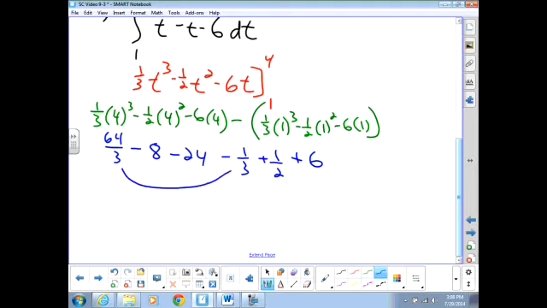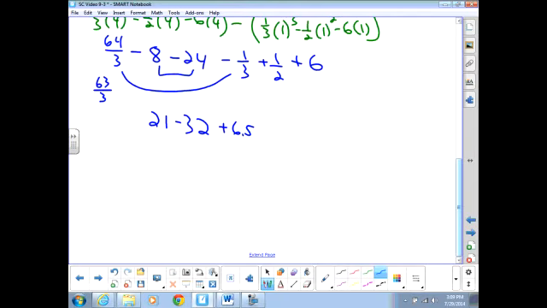The 64 thirds and the minus 1/3 will give us 63 thirds, which is really just 21. So we really have 21. This will give us a minus 32. And then we'll have a plus 6.5 onto that. Combine your positives, you'll have 27.5 minus 32. 27.5 minus 32 will give you minus 4.5, and we were dealing with meters.